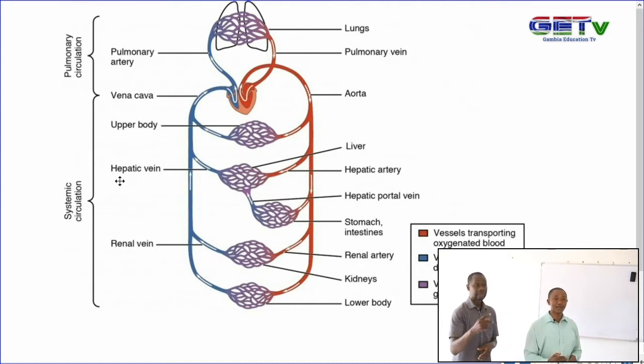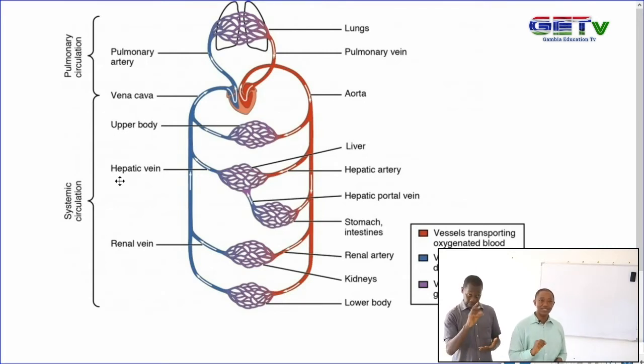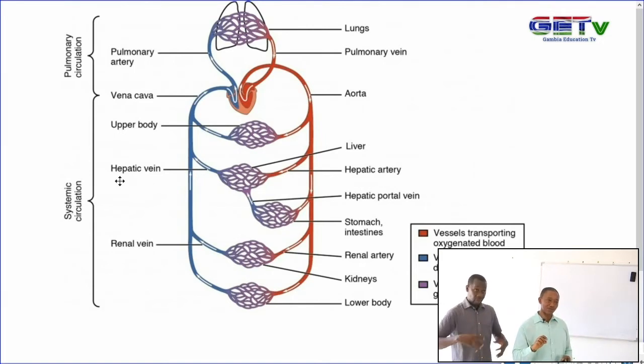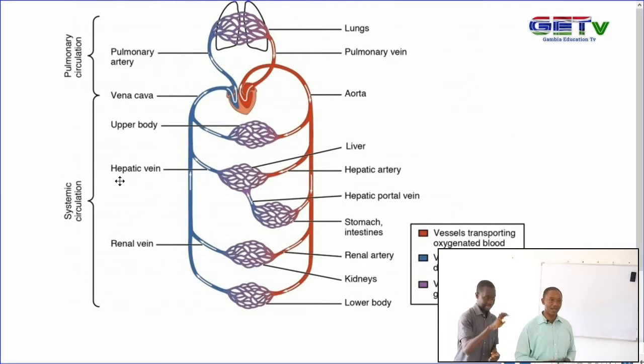Let's go to the liver, somewhere in the middle. Now you can see for the liver, we describe them as hepatic. So the one bringing blood to the liver is the hepatic artery. The one taking the blood away, hepatic vein. Come down to the kidneys. The word is renal. So you have the renal artery bringing blood to the kidney, renal vein taking the blood out. Of course, there are other blood vessels.